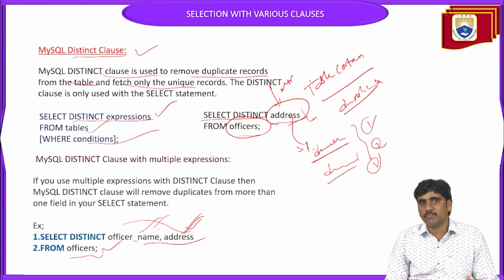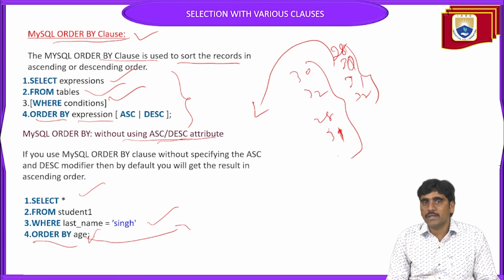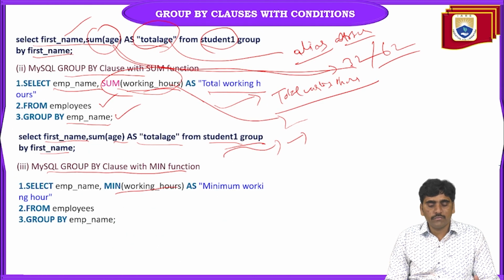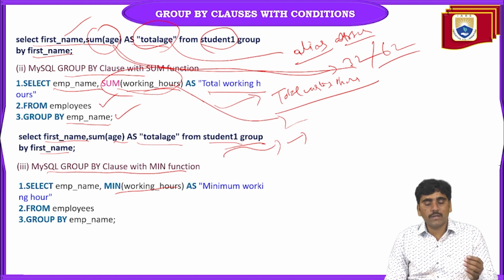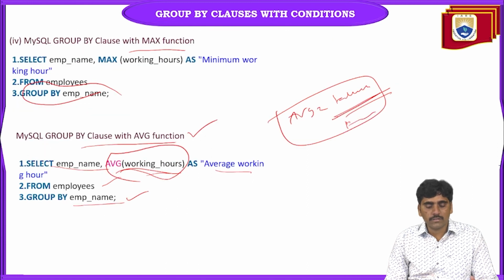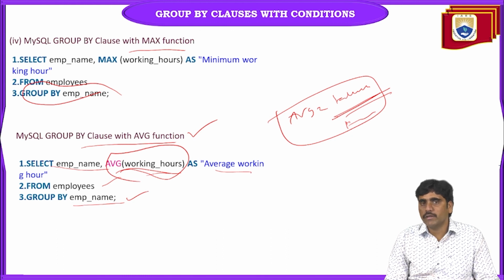And the next one is the MySQL distinct clause, and then the order by clause, which displays the results based on the order types. Next is the having clause, which checks whether the table has those values or not, and displays results based on that. And next are the aggregate functions: maximum, minimum, average, sum, and count. These are the aggregate functions, or numerical or mathematical functions, we can say.